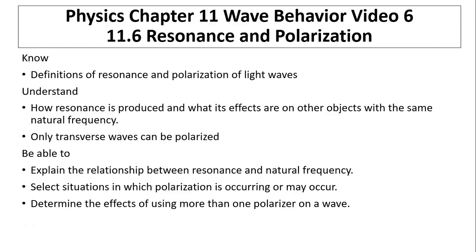The objectives are: know the definition of resonance and polarization of light waves, understand how resonance is produced and what its effects are on other objects with the same natural frequency, understand only transverse waves can be polarized, be able to explain the relationship between resonance and natural frequency, be able to select situations in which polarization is occurring or may occur, be able to determine the effects of using more than one polarizer on a wave.